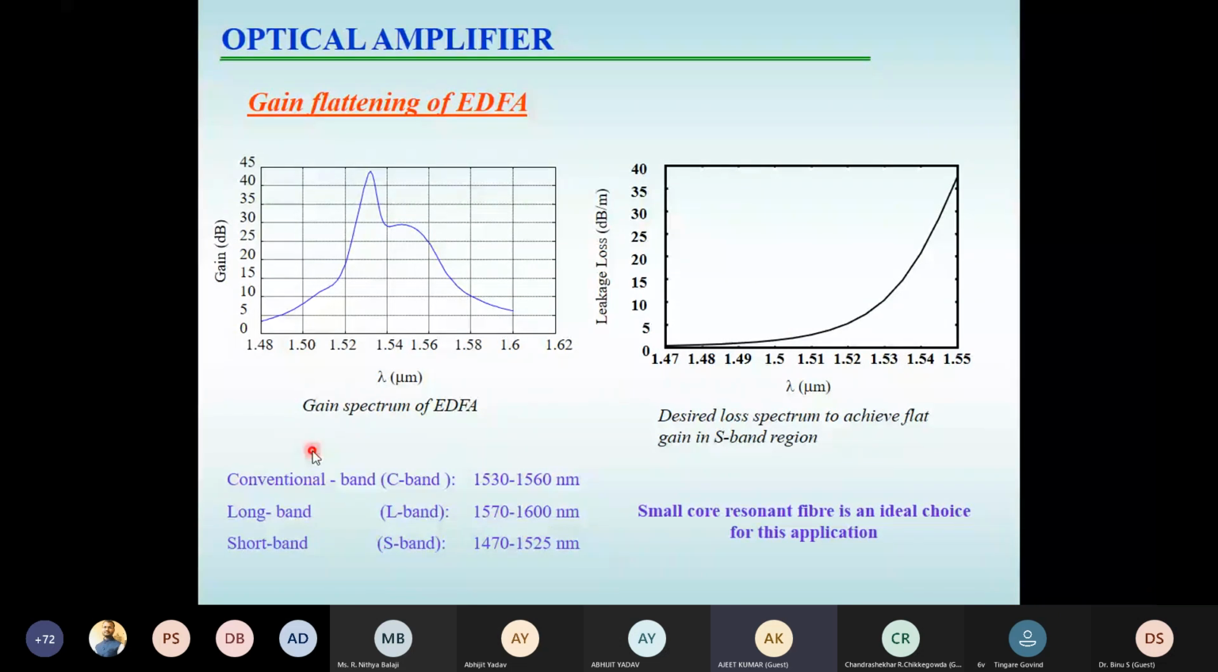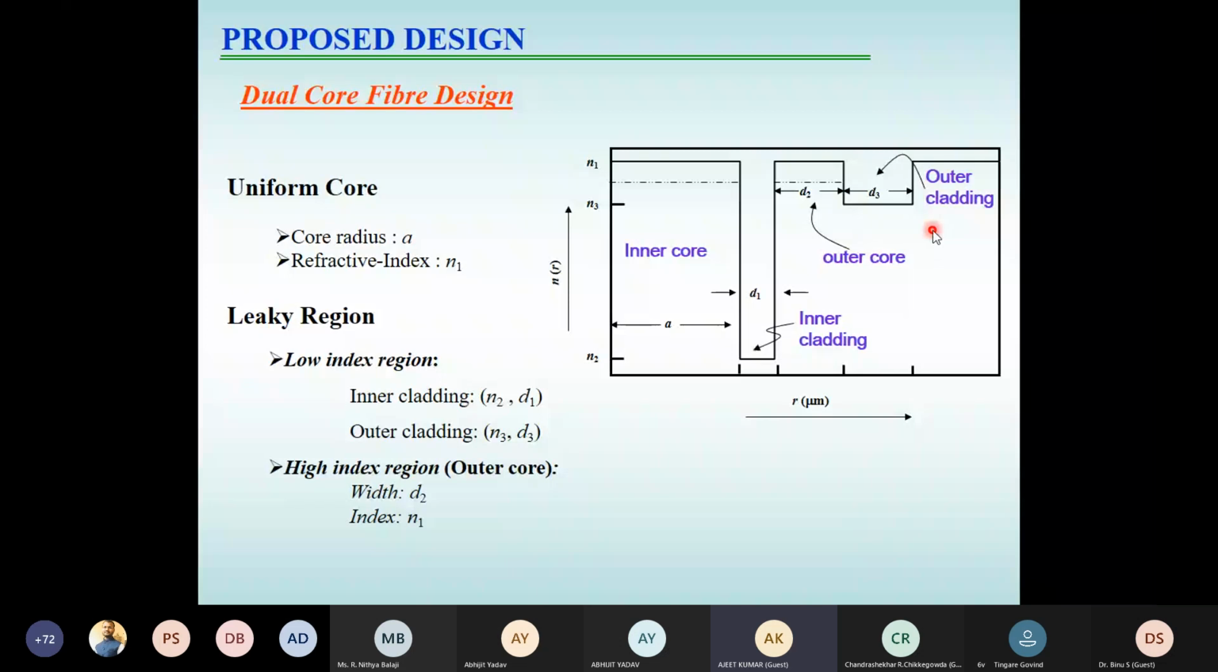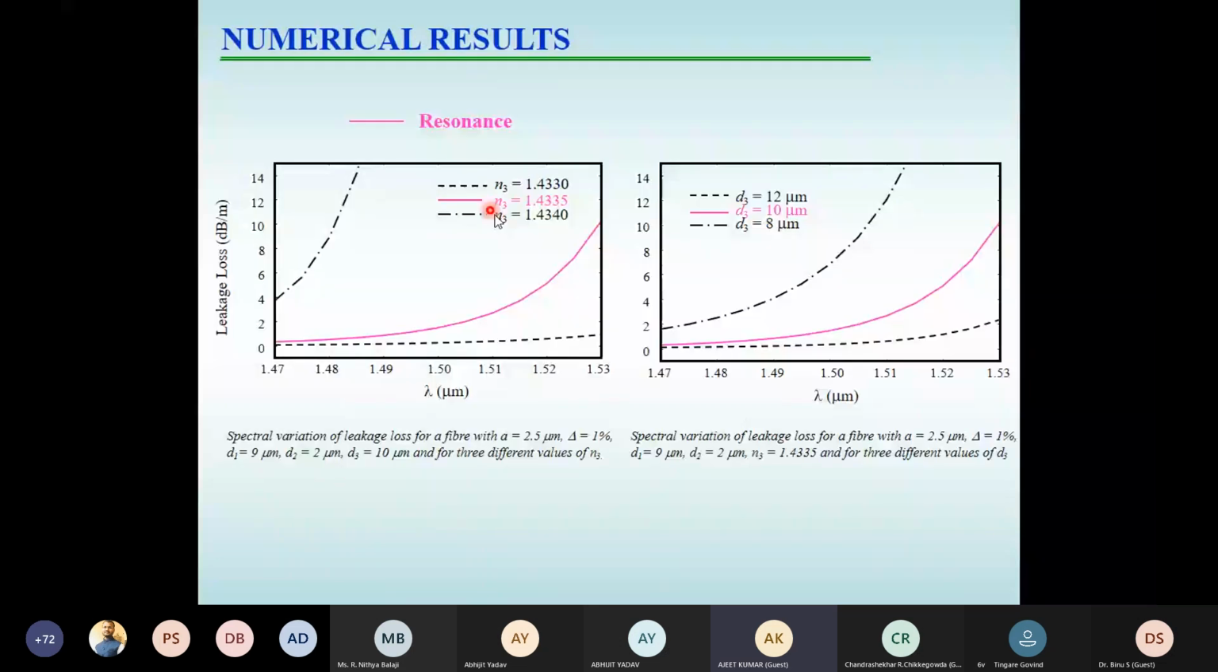For that we have again used the resonance structure, and in it we have used an inner core, which is not the large core but a small core, and then we have coupled the power of this core with the cladding. Because of this, it shows a very sharp change in the leakage loss near the resonance wavelength. You can see N3 shows the resonance condition. If you are away from the resonance condition, the spectral variation of the loss is not so prominent. So we have shown the variation of the leakage loss with N3 and D3.